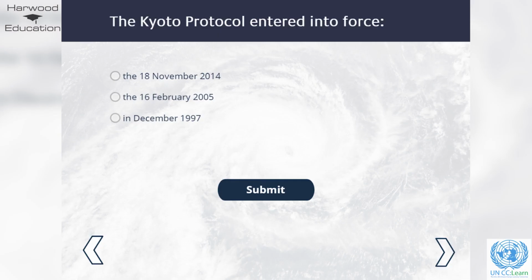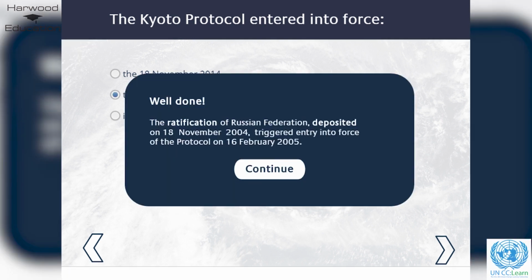The Kyoto Protocol entered into force on the 16th of February 2005. In December 1997, the 18th of November 2014. Well, we've just learned that it was the 16th of February 2005. That's correct. The ratification of the Russian Federation deposited on 18th of November 2004 triggered entry into force of the protocol on 16th of February 2005.